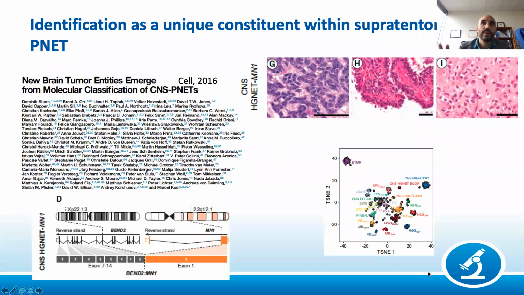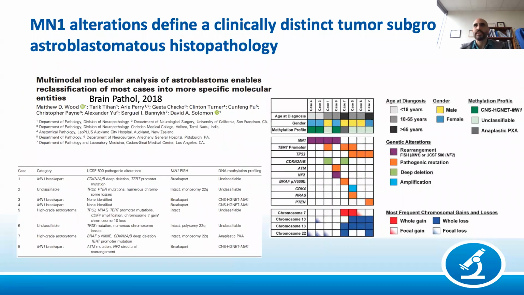However, 3 small entities did actually emerge from this, one of which was referred to as CNS high-grade neuroepithelial tumor with MN1 alterations. And it turned out that tumor set was enriched in astroblastomatous-like architectures, as you can see from these pseudopapillary forms. So since then, other groups have gone back and actually looked at tumors described as astroblastomas in particular, and they've identified subsets which actually had these fusion events involving MN1. And those tumors were molecularly distinct from the tumors that did not have MN1 fusions.